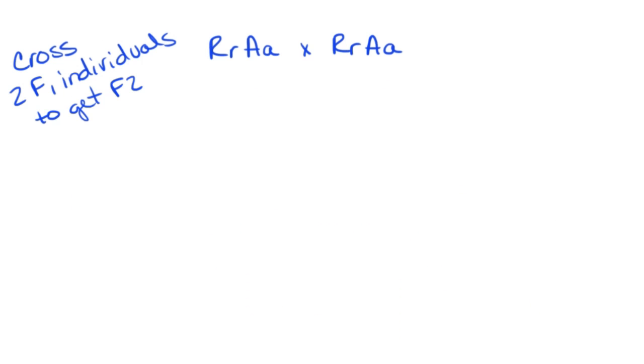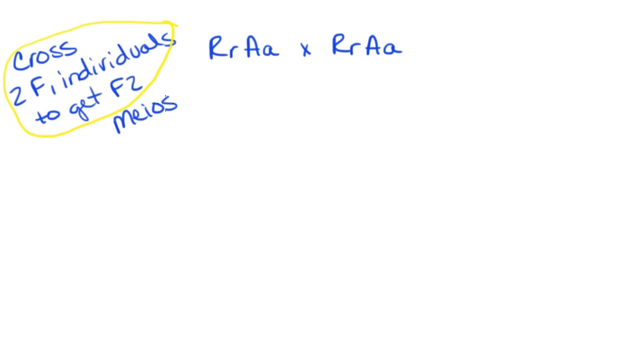So here I have two F1 individuals, and I'm going to cross them with each other to get the F2. I want to emphasize that that is always what we will use to serve as the parents for our F2 generation. So as before, we always have to go through meiosis first.